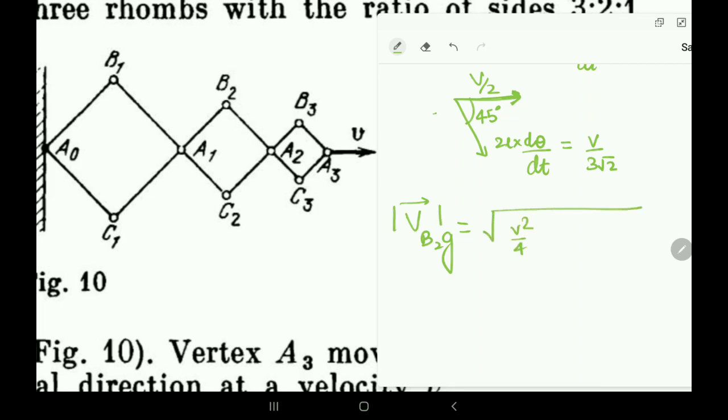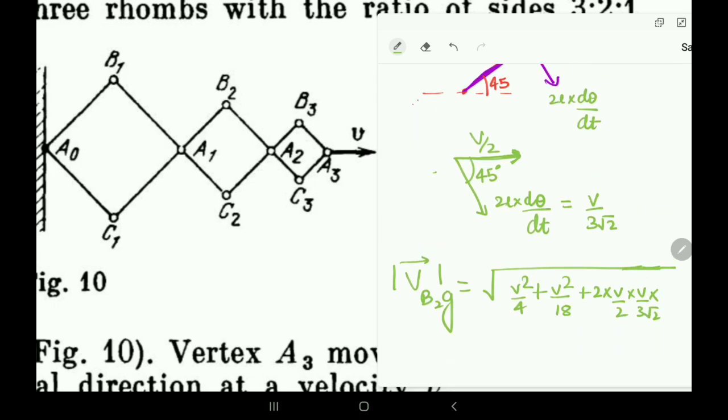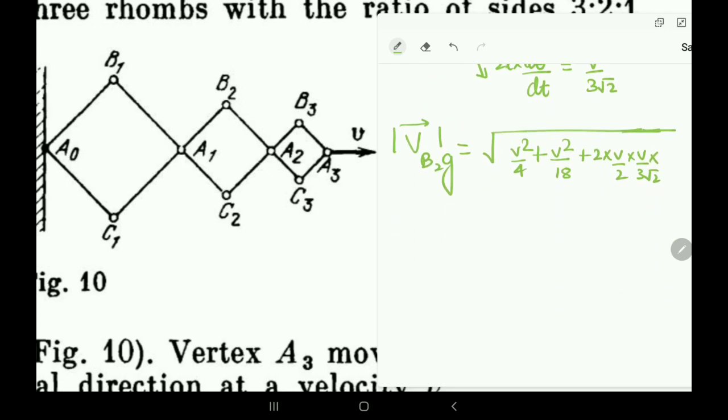What is the parallelogram rule of vector addition? Square root of A square plus B square plus 2AB cos theta. So A square is V square by 4. B square is V square by 18. For 2AB cos theta, cos 45 is 1 by root 2. So you can solve it very easily. The whole thing comes out to be V square by 4, plus V square by 18, plus V square by how much? 6. V square by 6.